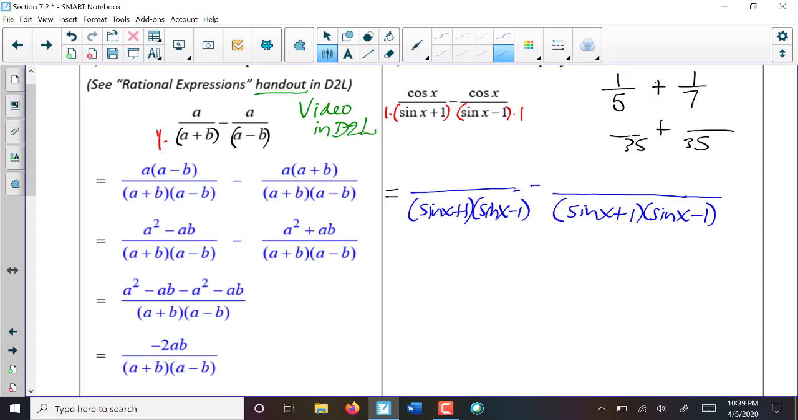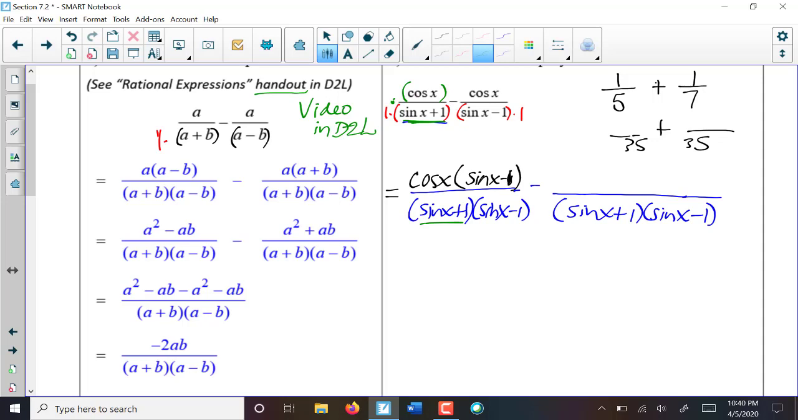All right, now what we need to do is get a common denominator. So this denominator already only has this factor, sine x plus 1. So I have to multiply the top and the bottom by the missing factor. So basically, I'm going to multiply top and bottom by sine x minus 1. I don't have a lot of room there, so I'm just going to write it in the numerator. So I have cosine x. I need to multiply that by my missing factor of sine x minus 1. I'll go ahead and multiply in the next step.